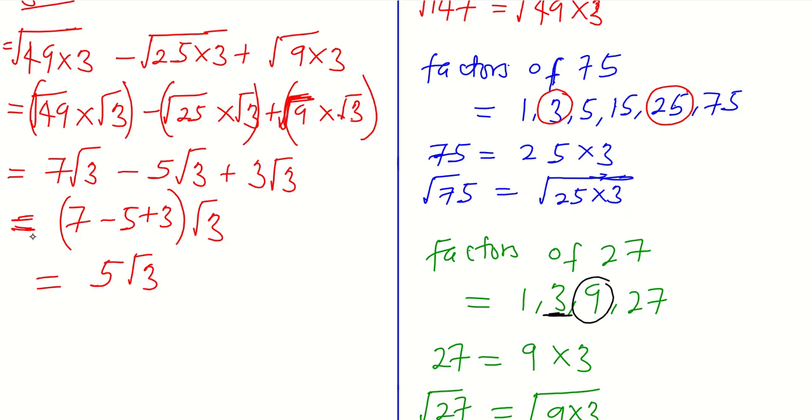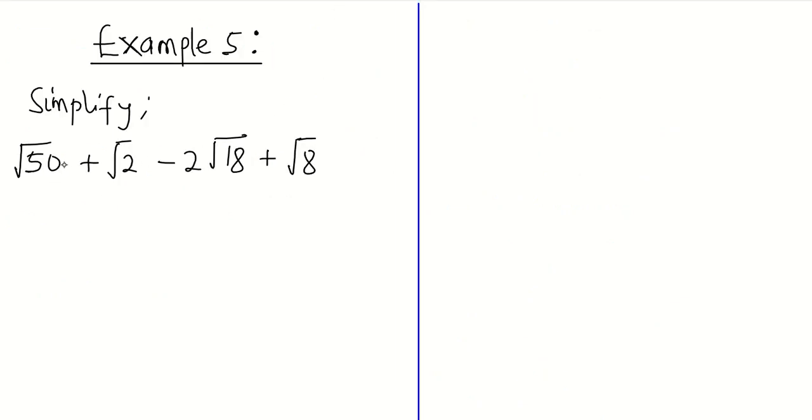Now we continue with the next example. Now in example 5, we have square root of 50 plus square root of 2 minus 2 square root of 18 plus square root of 8. We want to simplify this. Now you can see that some of the surds are in their reduced form and some are not. Square root of 50 is not in its reduced form. Square root of 2 is in its reduced form or basic form. Now square root of 18 is not in its reduced form. The same thing applies to square root of 8. So with that, now we have to reduce square root of 50, square root of 18, and square root of 8 to their basic form.